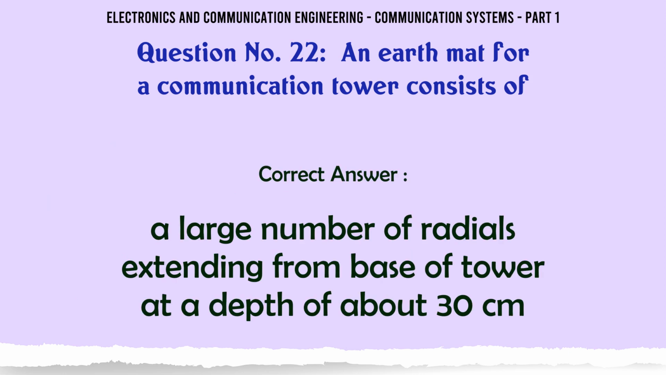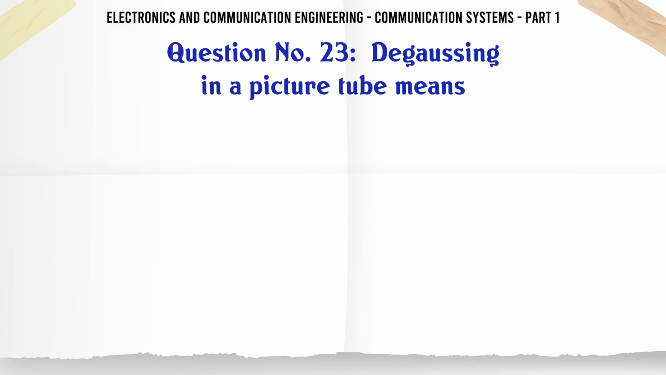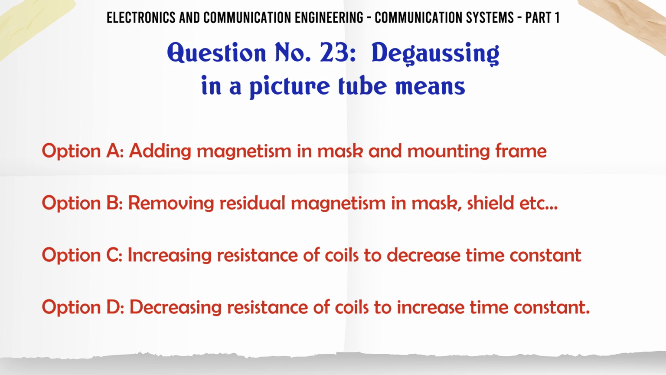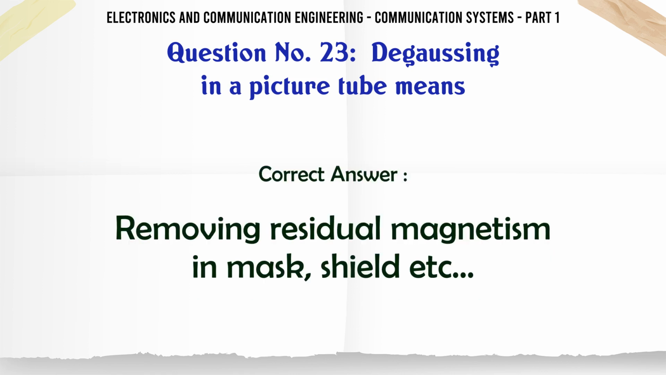The correct answer is a large number of radials extending from base of tower at a depth of about 30 cm. Degaussing in a picture tube means A. adding magnetism in mask and mounting frame. B. removing residual magnetism in mask shield, etc. C. increasing resistance of coils to decrease time constant. D. decreasing resistance of coils to increase time constant. The correct answer is removing residual magnetism in mask shield, etc.